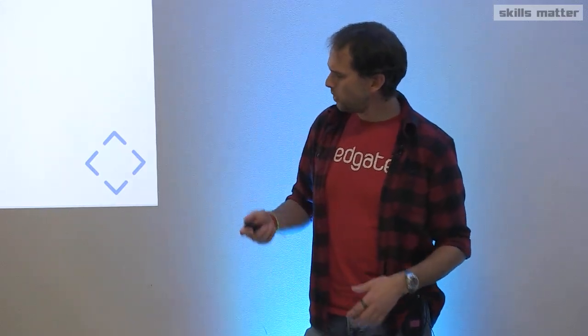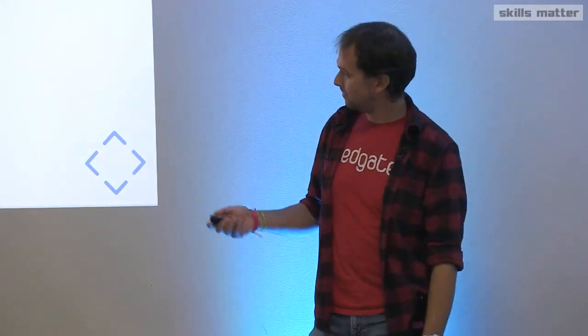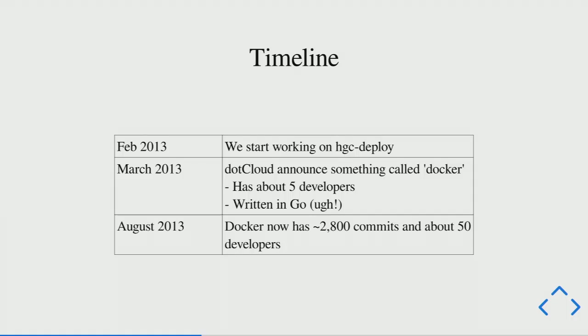So we thought, what we really need is an easy way to be able to deploy and manage these containers. So the timeline looked a little bit like this. We started in February 2013 working on this tool called HGC deploy, which was actually written in OCaml. And this was a tool for managing containers running under LXC, and it used some union file systems and things like that. And a month later, someone happened to flag up there was this company nobody had ever heard of called dotCloud, and they announced this thing called Docker.